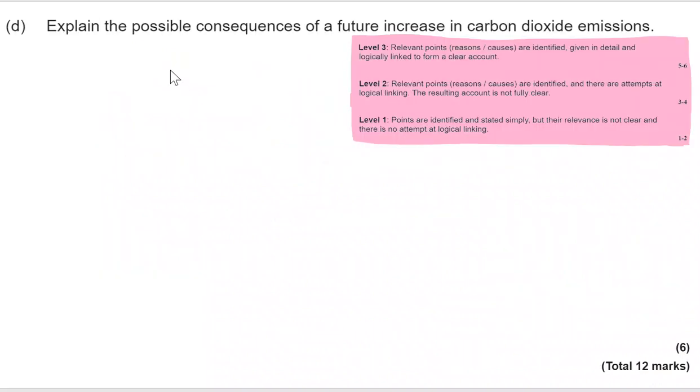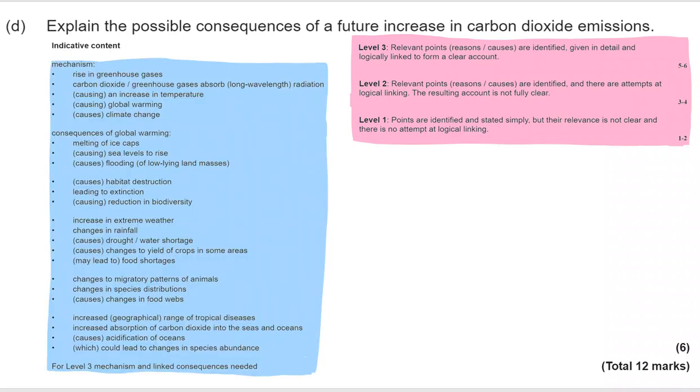For part D, it's a 6 marker. We've got our similar levelled responses that you will always see. Possible consequences of a future increase in carbon dioxide emissions. And we have a lot. We have got the idea there might be more greenhouse gases. There might be increased temperatures, more global warming, increased change to the climate.